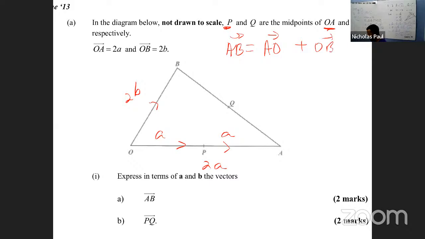Anybody can help me? What do you think AO is? Yeah, Asha? OA is 2A, so minus. That makes sense, because if O to A is 2A, then A to O is minus 2A. What about OB? 2B. Can I add minus 2A and 2B? So I'm done. That's it. Whenever you deal with letters, you just stop writing.